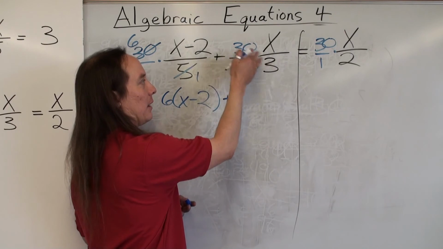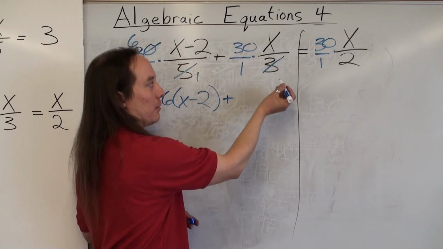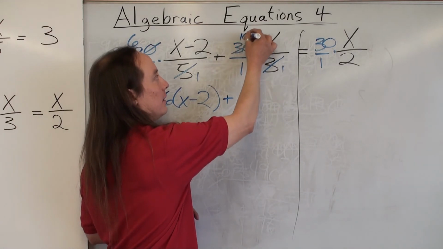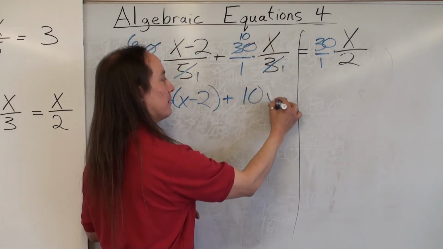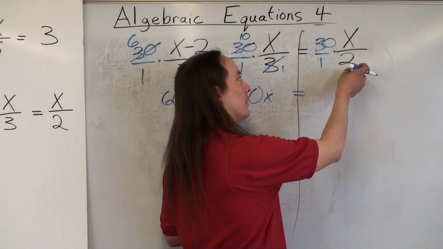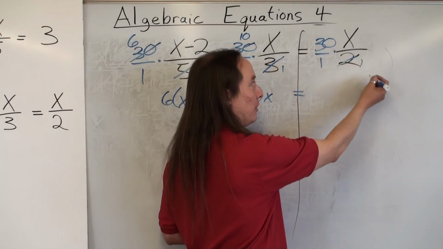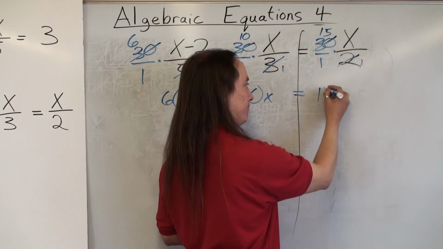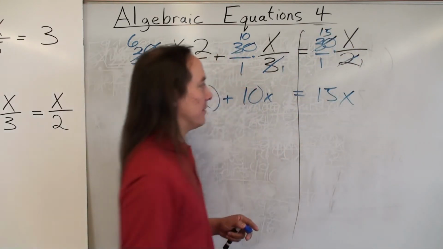And to cancel these two out, divide both by 3. 3 divided by 3 is 1. 30 divided by 3 is 10. 10 times x is 10x. Okay. And now divide both by 2. 2 divided by 2 is 1. 30 divided by 2 is 15. 15 times x is 15x.